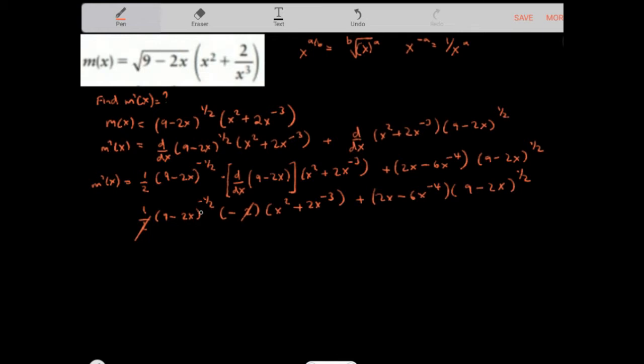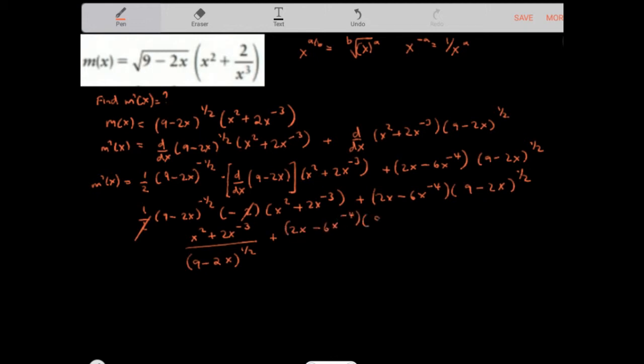So what you could do here is you have a negative 1/2 here and you have a 1/2 here. Let's see if we can factor out the negative 1/2. You can notice that this one is completely different from this. If you wanted to write this with positive exponents, you could write x squared plus 2x to the power negative 3, times 9 minus 2x to the power of 1/2, plus 2x minus 6x to the power negative 4.